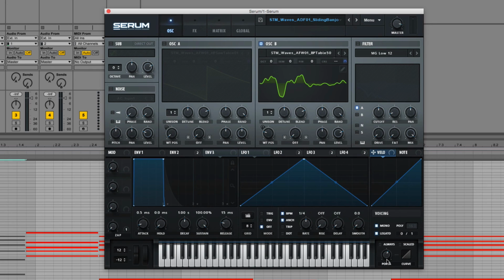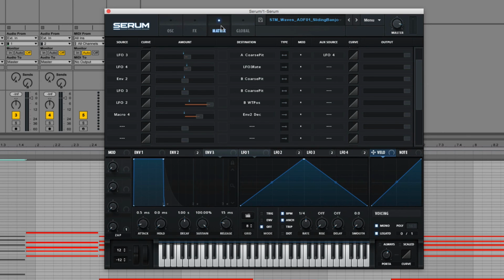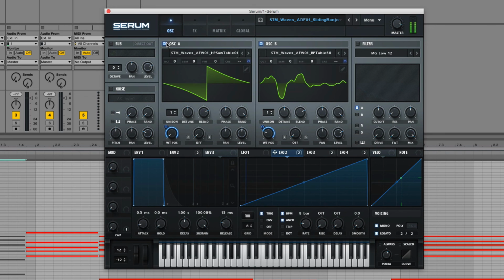And then there's slide and portamento. And I guess some effects. Yeah, there's reverb, matrix. What's the LFO doing? The LFO is increasing the wavetable position so that it slowly filters out and gets pretty bright.